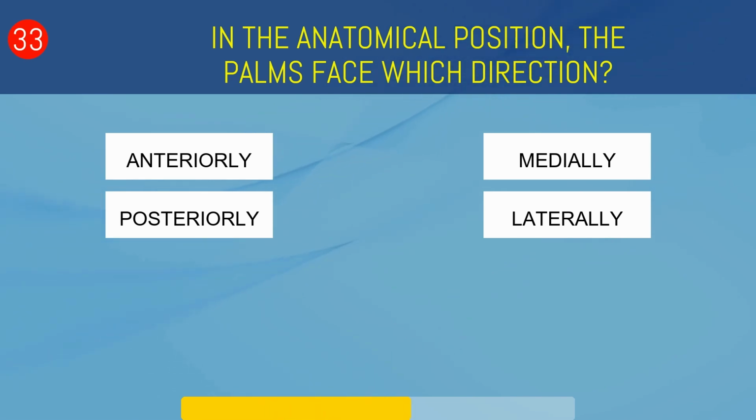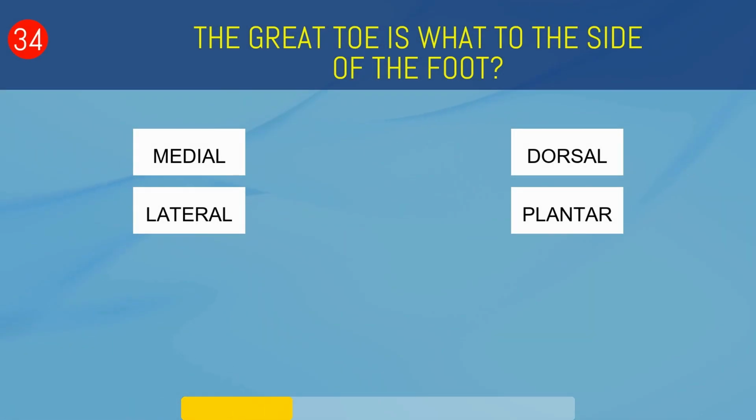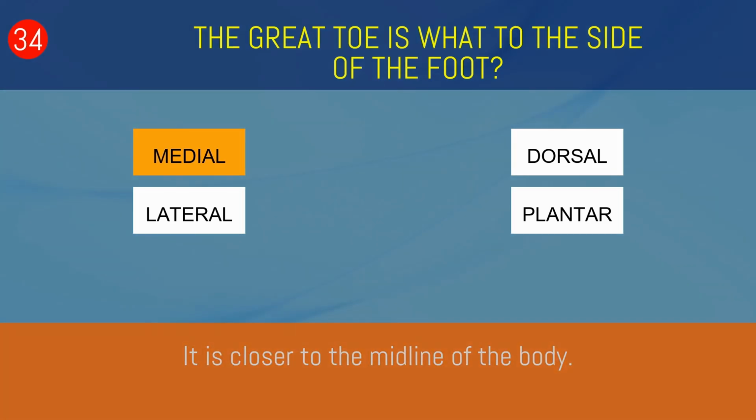In the anatomical position, the palms face which direction? Anteriorly, posteriorly, medially, or laterally? Anteriorly. In the standard position, the palms face forward, and not just anterior because we're describing the direction the palms face. The great toe is what to the side of the foot? Medial, lateral, dorsal, or plantar? Medial. It is closer to the midline of the body.